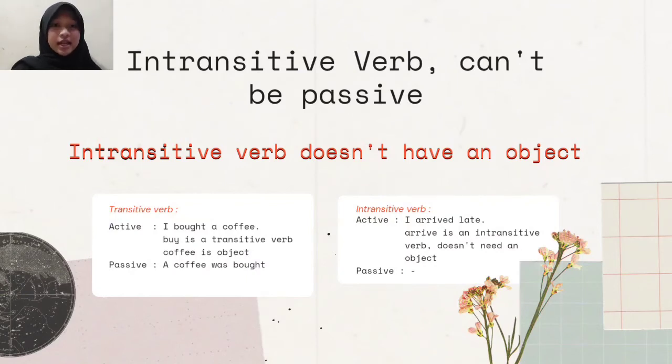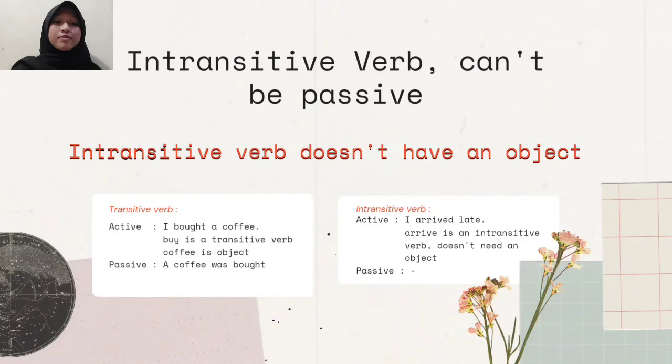I arrived late. Here, arrive is an intransitive verb. It doesn't need an object. I arrive. It's fine. There's no object needed. It's transitive. So, send is number 1 if I want to make it the passive.